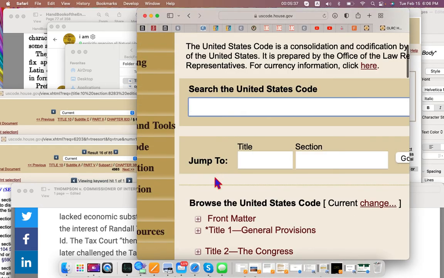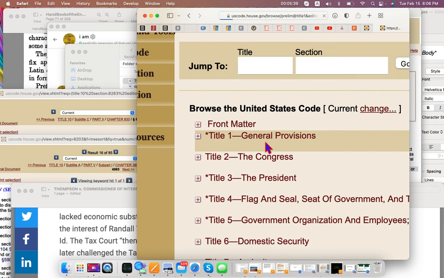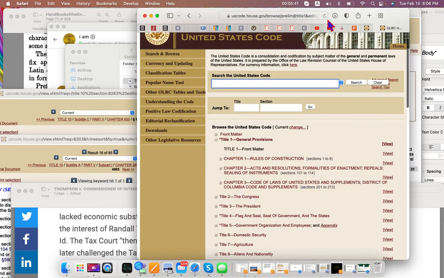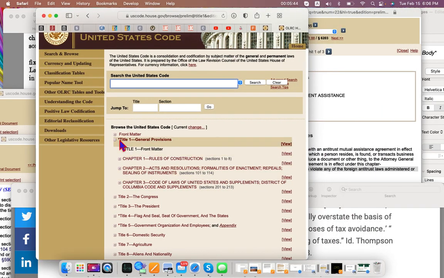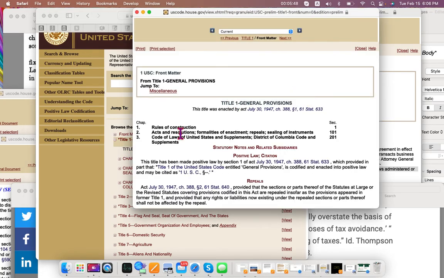So let's look at what this positive law citation will look like. It looks like this. You click on it, and then you go to front matter. I believe it's in front matter. And you go here, positive law citation.